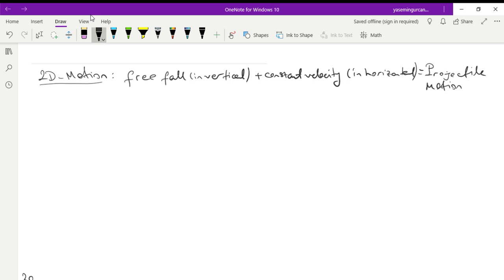So we did see constant velocity motion in one dimension in the horizontal direction in chapter 2, and in chapter 3 we did deal with the free fall motion first. So basically the two-dimensional motion that is called projectile motion is the combination of free fall in the vertical direction and constant velocity motion in the horizontal direction. The combination of these two gives you the projectile motion. How does this happen?